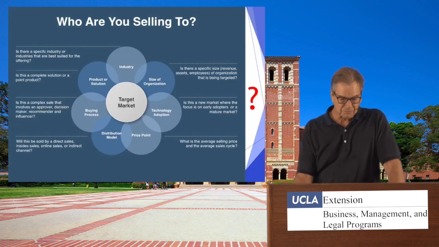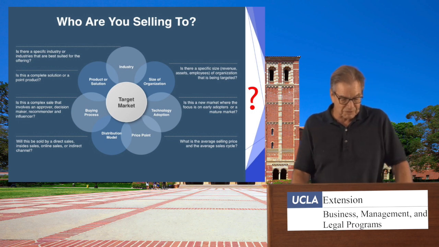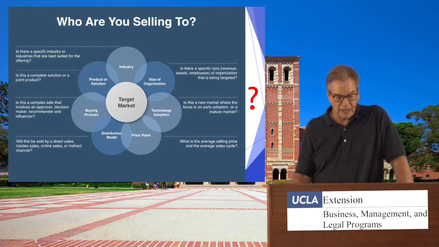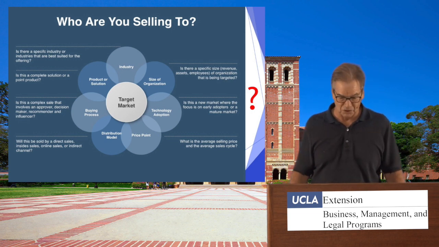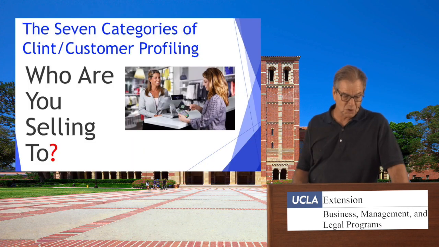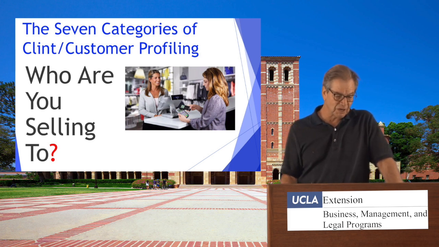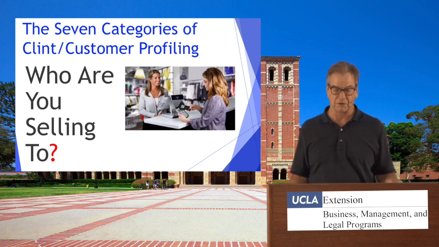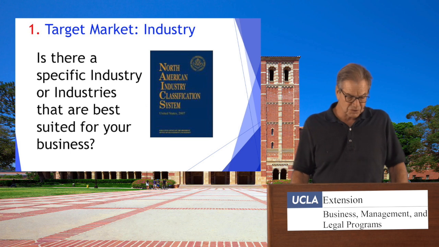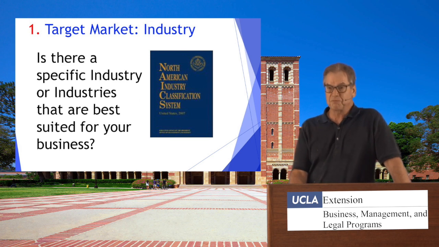So here goes. This is a graphic up here that talks about seven categories of whom you're selling to. And we're going to drill down in all seven of these categories in terms of better understanding our target market. So we're just asking questions: whom are we selling to? These seven categories of client customer profiling are going to give us a lot of insight in terms of what to look for and what to understand to better profile our customer. The first area is understanding our target market. But first off is the industry.